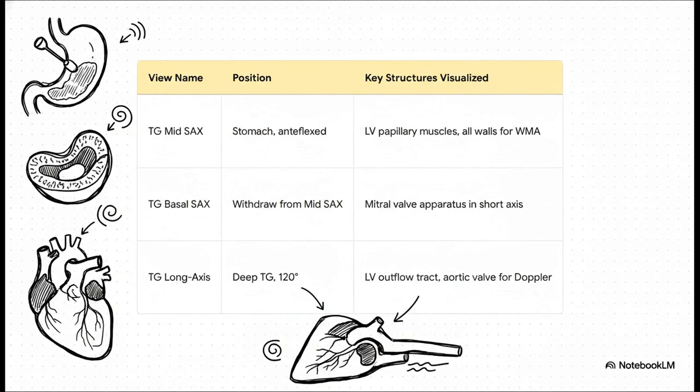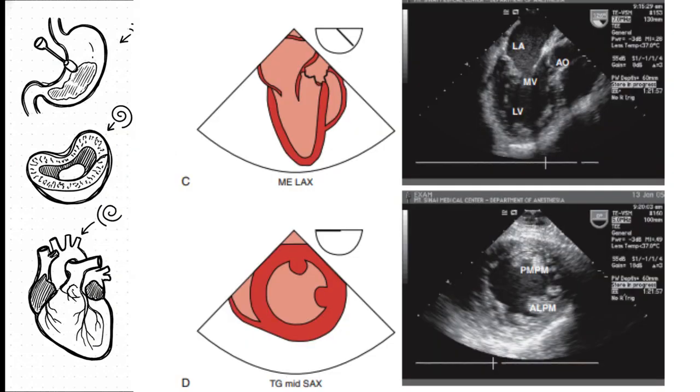views. Once we're in the stomach, we antiflex the probe tip to bring the heart into view, and this gives us the transgastric mid-short axis view. This donut view of the left ventricle is, without a doubt, the single most important view for assessing new segmental wall motion abnormalities and overall LV function.